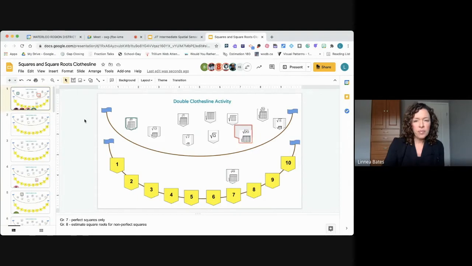And if you're not familiar with the double clothesline activity, feel free to look at anybody else's slide in the slide deck as well. That's what this is intended for. It's sort of like non-permanent vertical surfaces that you can see what the other students are doing.